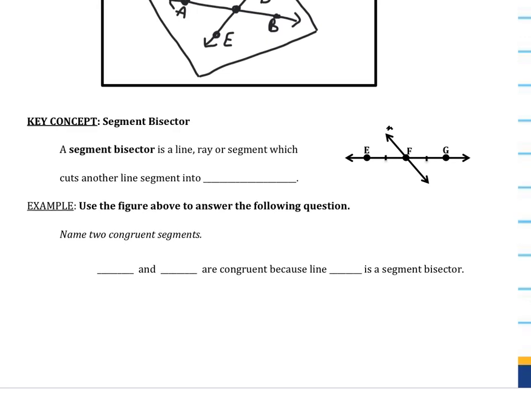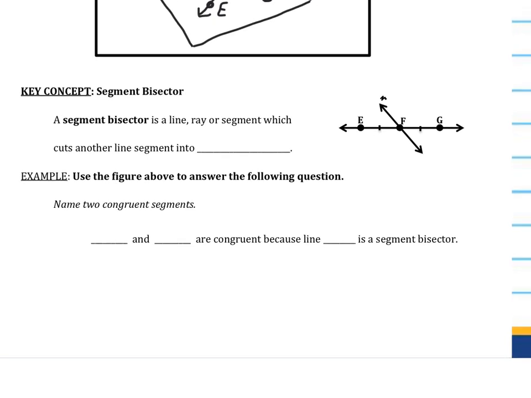So let's take a look at segment bisectors. Just a reminder, a segment bisector is a line, ray, or a segment which cuts a line segment into two congruent segments. Okay, it cuts a segment into two congruent segments.